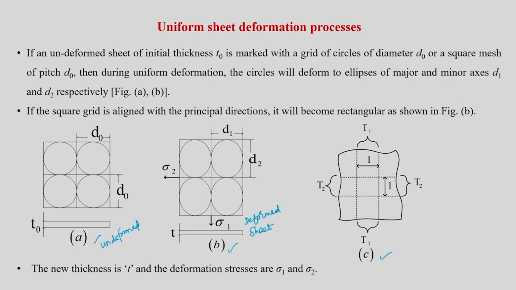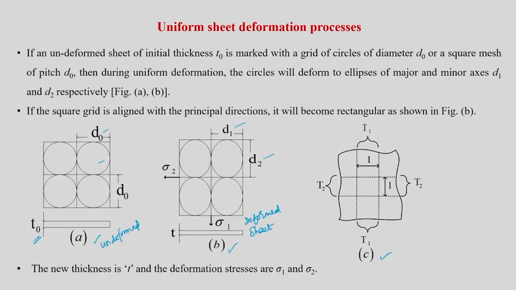Suppose an undeformed sheet of initial thickness T naught is marked with a grid of circles of diameter D naught, or a square mesh or square grid of dimension D naught. Then during uniform deformation the circles will become ellipses, with major and minor diameters D1 and D2. What does that mean? Suppose you have a sheet from which you are going to do deep drawing or stretching or any sheet forming operation. First of all, you have to put a lot of circles on the sheet surface. You have to etch or print several circles of known dimensions.